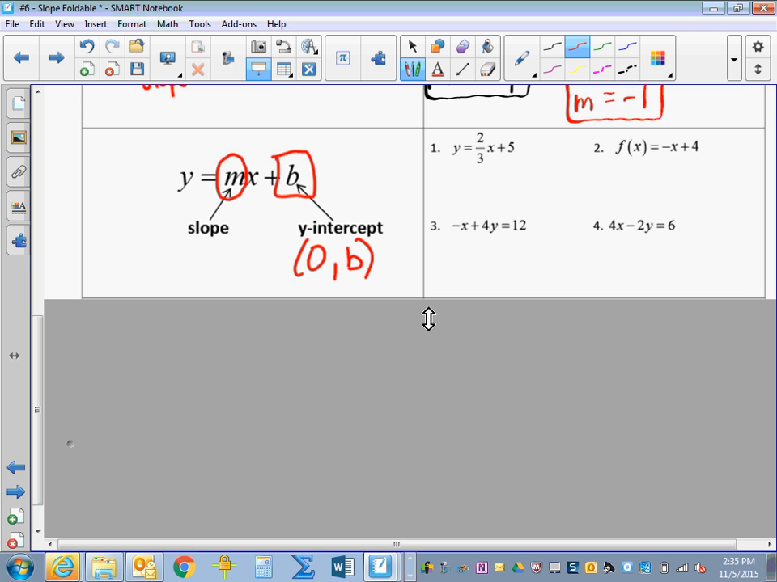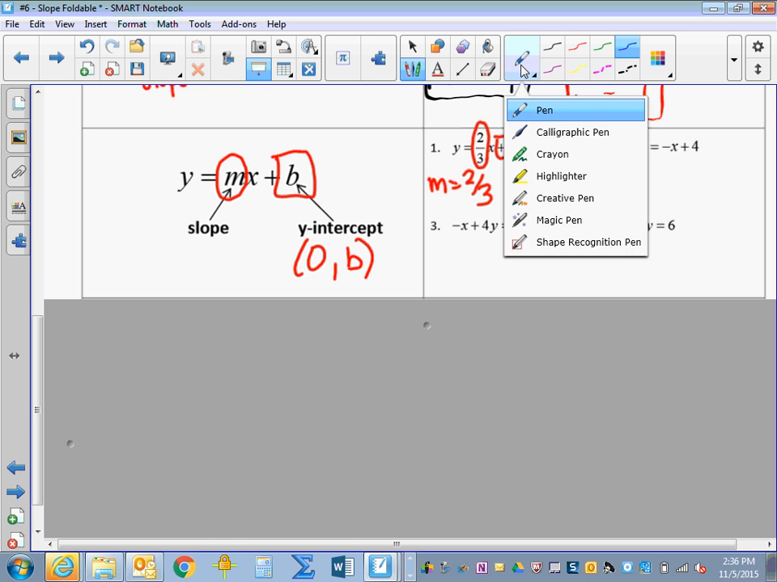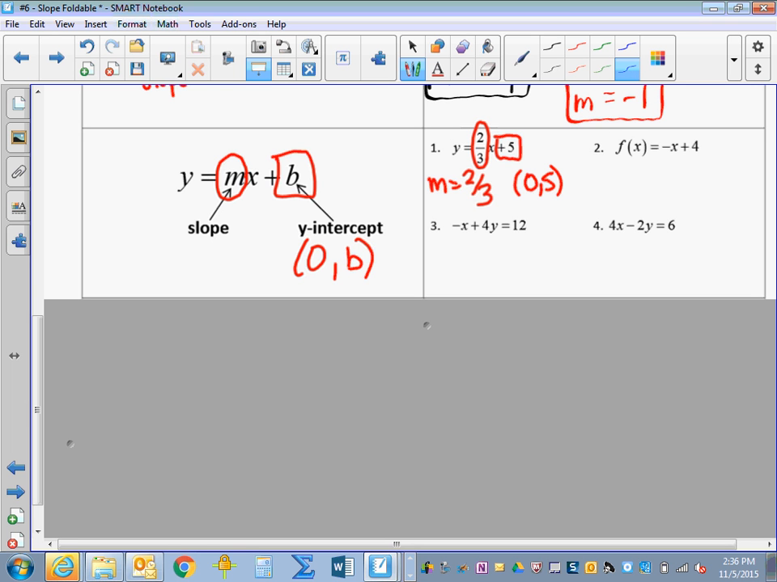So for number 1 here, what is my slope? Two thirds. Slope is that number right in front of my x, so my slope is 2/3. What's my y-intercept? 5. Positive 5 here. We write that as an ordered pair. Always write your y-intercept as an ordered pair. 0, 5. 5 is my y-value. Good. All right, how about number 2? Yeah, my slope is negative 1, and my y-intercept is positive 4.